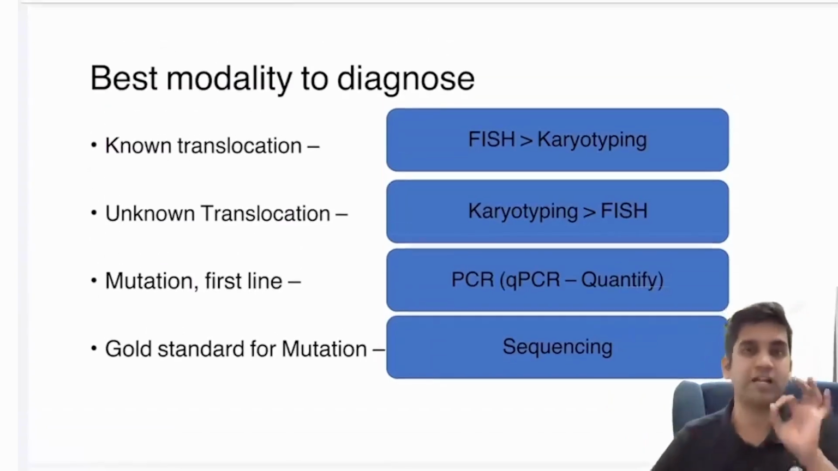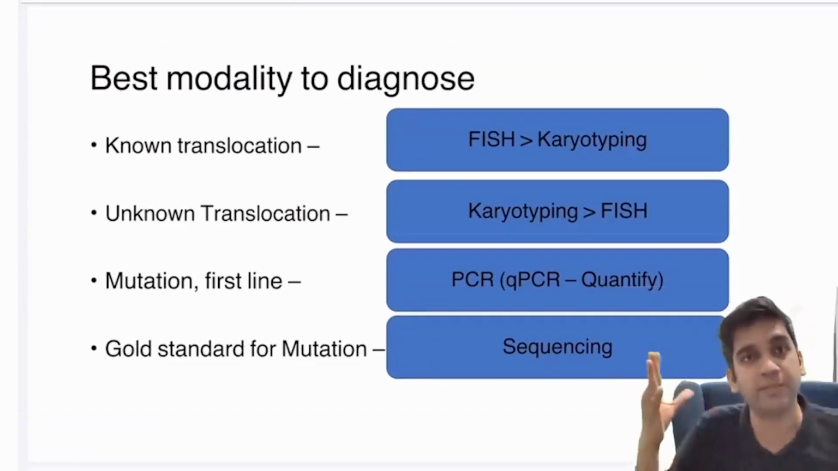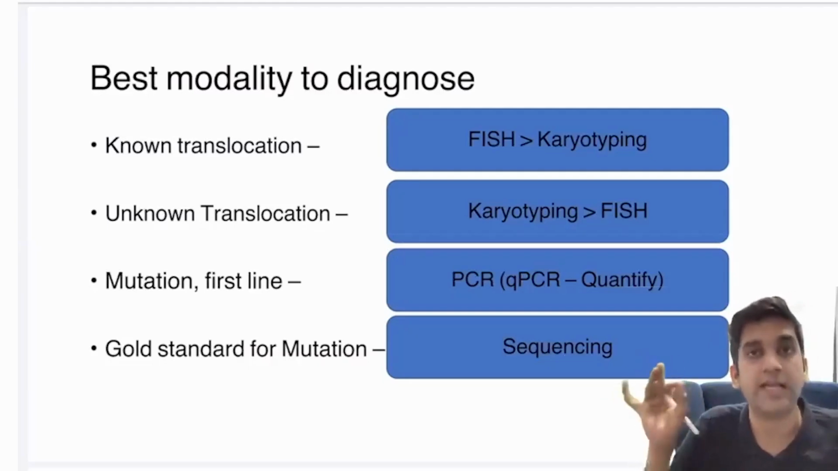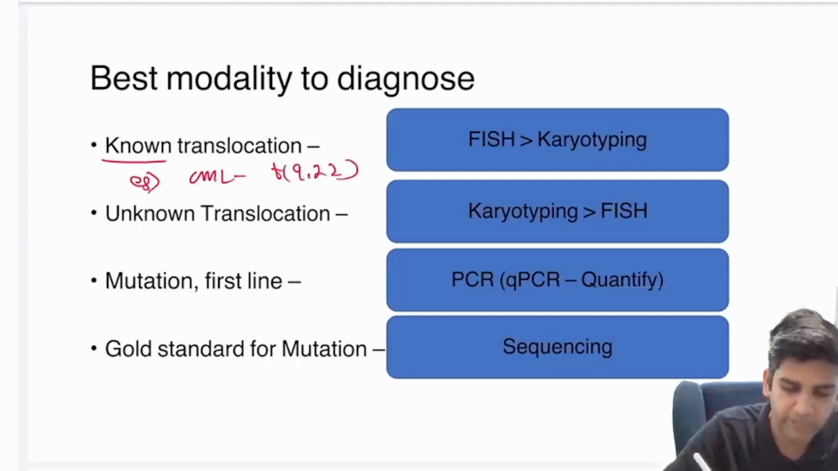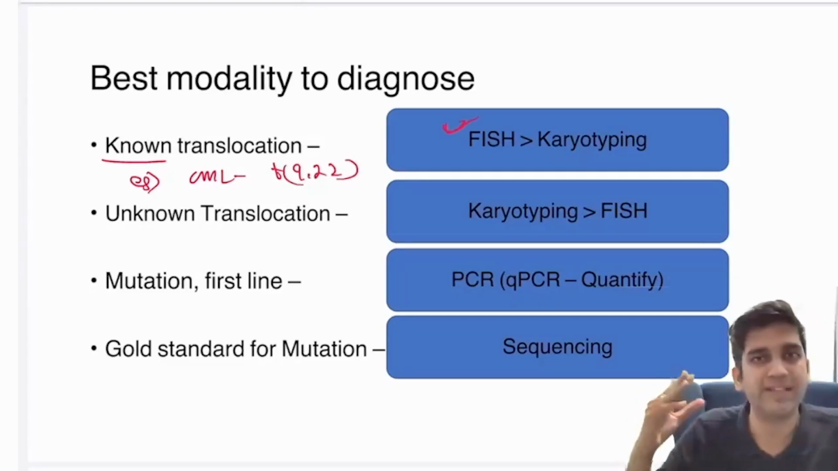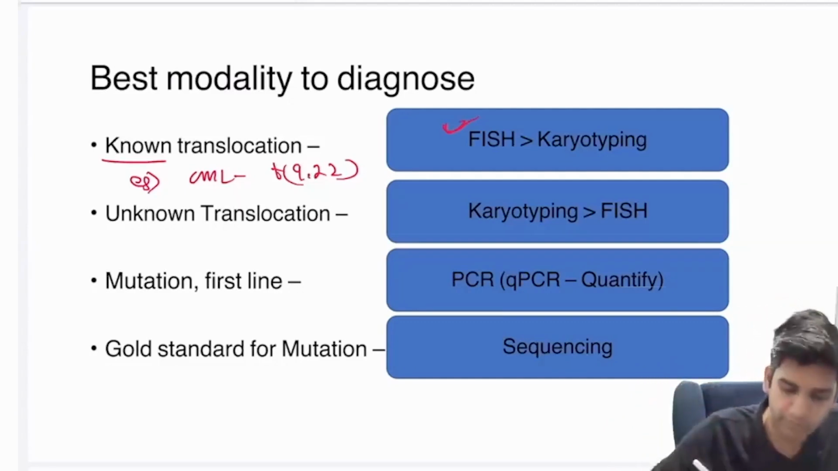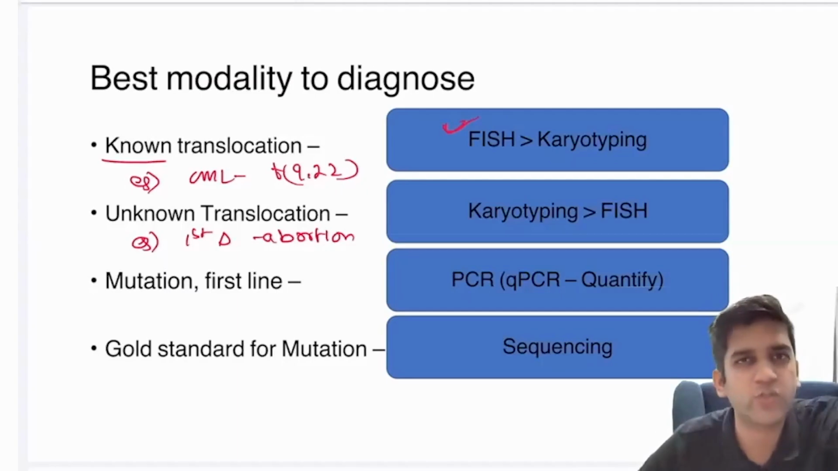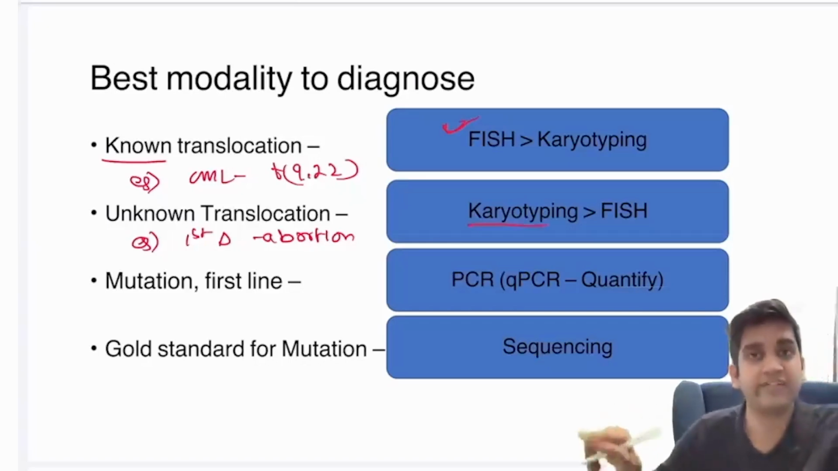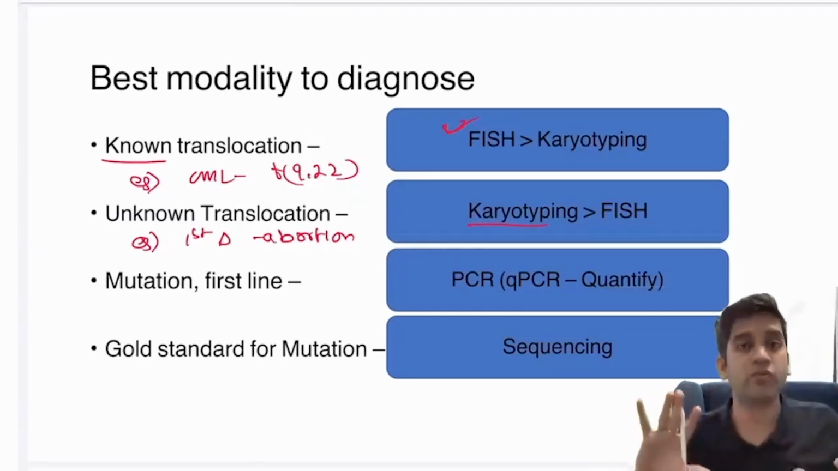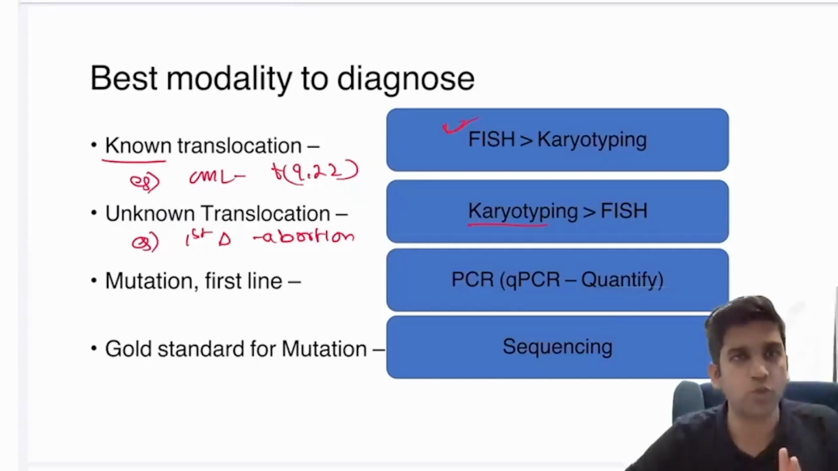Now let's come to best modalities of diagnosis. This can be applied to systemic pathology, hematology, wherever it's asked. If the genetic mutation or translocation is known, for example, CML, I know what I'm going to look for: 9;22, Philadelphia. In that case, FISH is undoubtedly better than karyotyping. If I don't know what the problem is, for example, there's a first trimester abortion. Can you know what the problem is? Is it trisomy 1 or trisomy 2 or 16? No, I don't know, right? So if I don't know what I'm looking for, karyotyping is better than FISH, because karyotyping gives a snapshot of all the 46 chromosomes. FISH gives only what I want to look for, right?